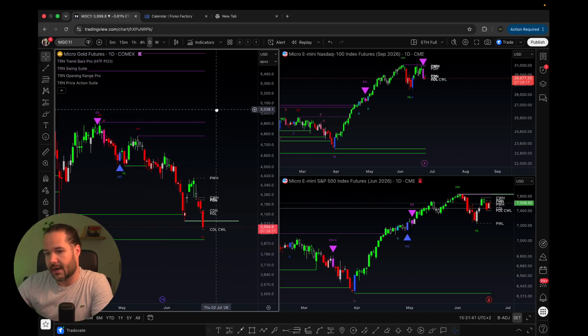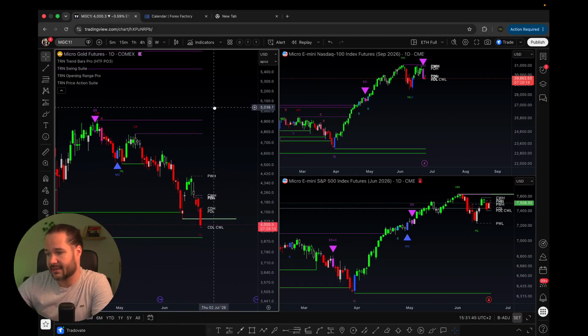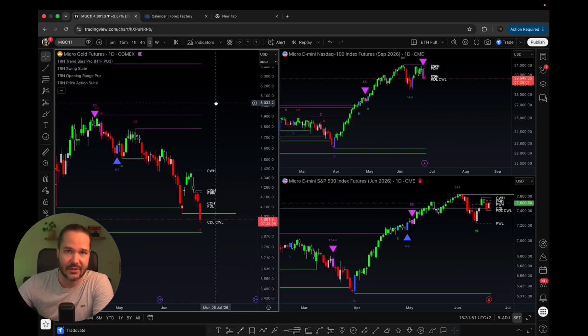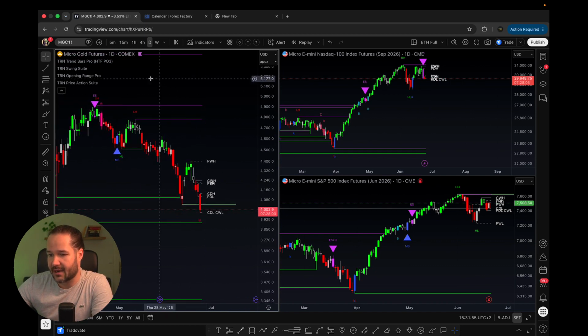So here we are in the charts, and we're always starting with a high time frame analysis. We take a look at the daily chart to work on the bias, and then we go down to the lower time frames, the 5-minute chart, where we start looking for signals. And here we are. Let's start with gold. We're also trading NASDAQ and ES today.